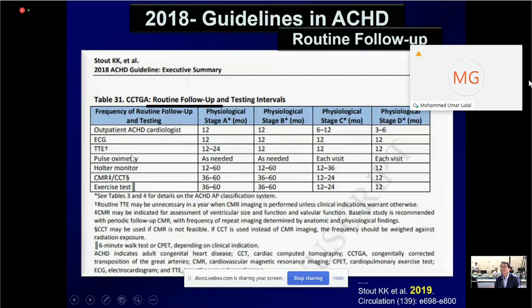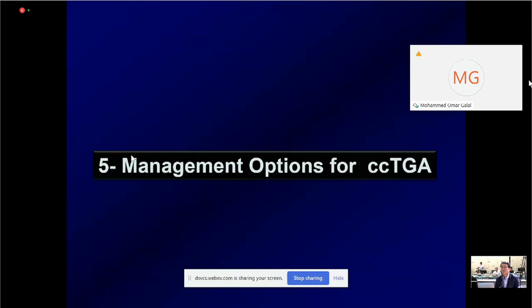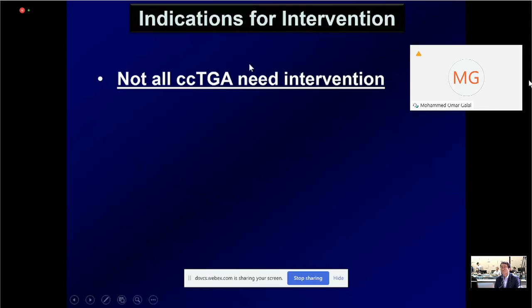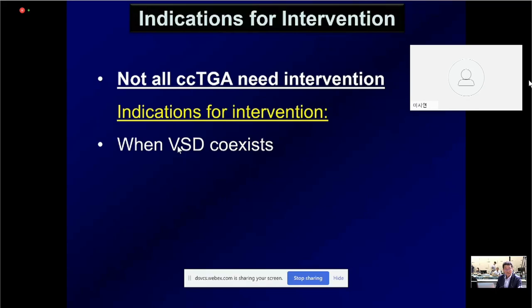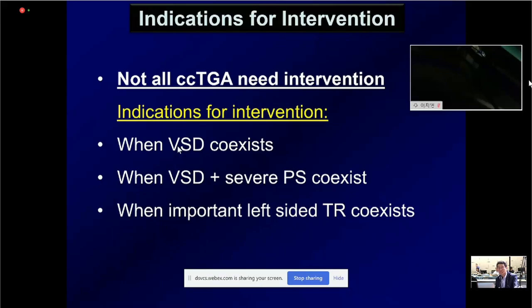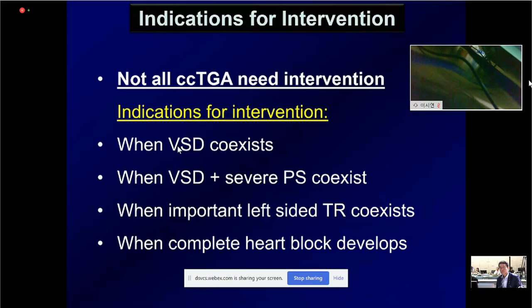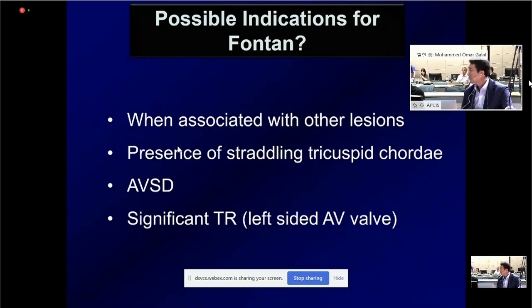Now, management options for corrected transposition. We know that not all patients need intervention, but if you have a large VSD, severe PS, important left-sided TR coexisting, or complete heart block, you have to intervene. Possibly going the single ventricle track when you have other associated lesions, for example, the LV is too small, presence of straddling tricuspid valve, AVSD, or significant TR, can also be an indication to go the single ventricle track.